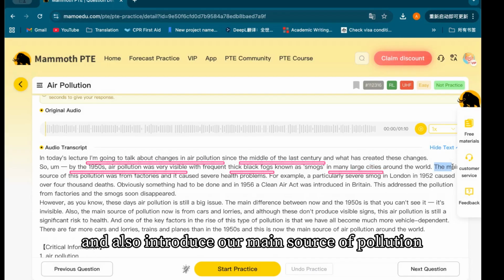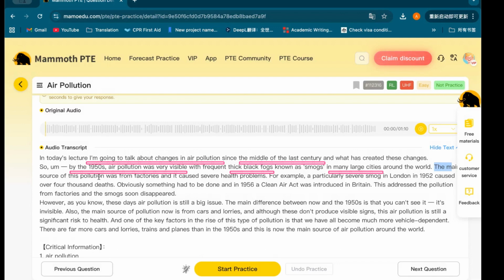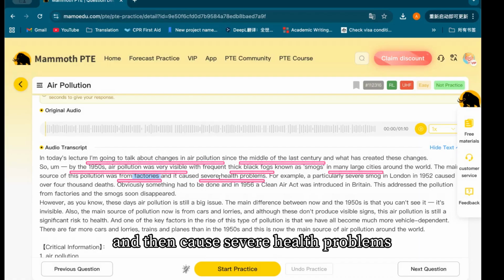And it also introduces our main source of pollution. You need to focus on the rest of the sentence. The main source is what? It's from factories. This one is very vital, so you need to put this down. And then it caused severe health problems.